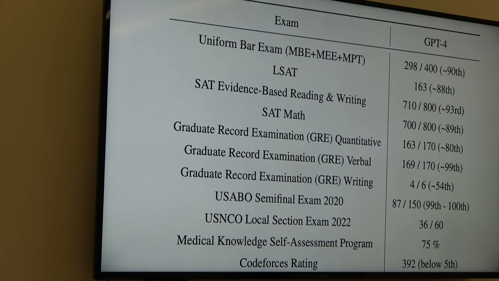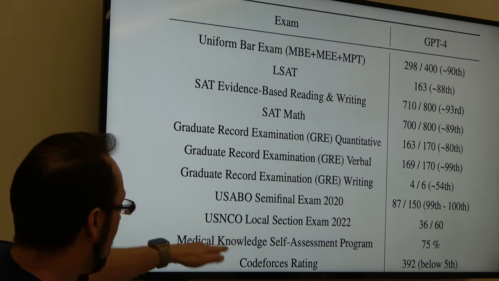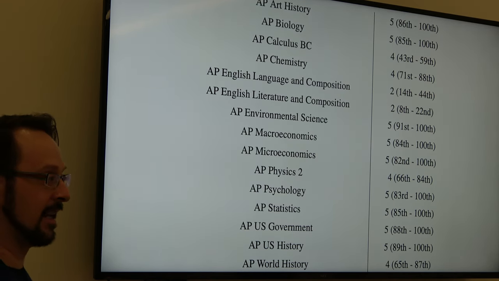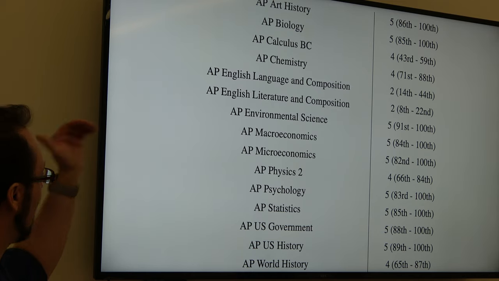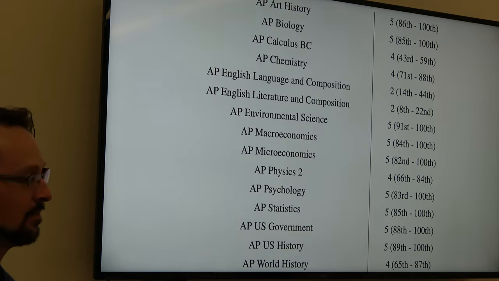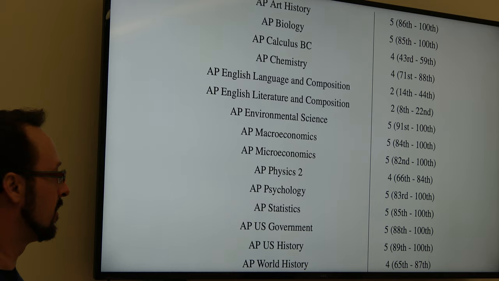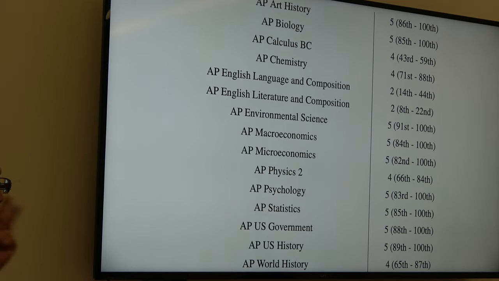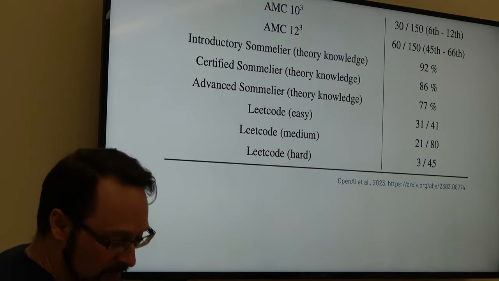But in all of these tests that we use to either certify professionals or to gain entry into other academic programs, this system is pretty much nailing it. Like the Medical Knowledge Self-Assessment Program, and if we go into Advanced Placement in high school: art history, biology, calculus, chemistry. Not doing so hot in English literature and composition, but I think that's probably changed as well in recent times, because technically speaking, the context length has gone from short context to all of written knowledge. Environmental science, macroeconomics, microeconomics, AP physics, psychology, stats, government, US history, world history: these systems are knocking the standardized tests out of the water.